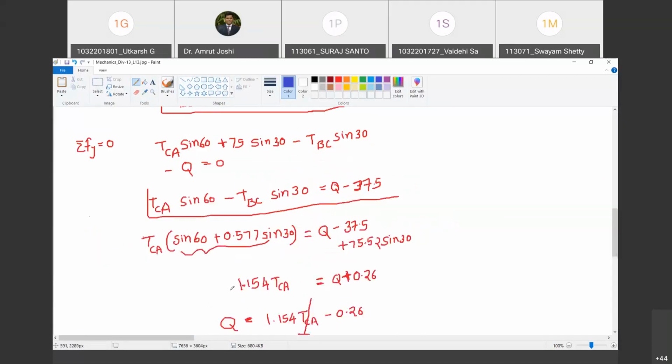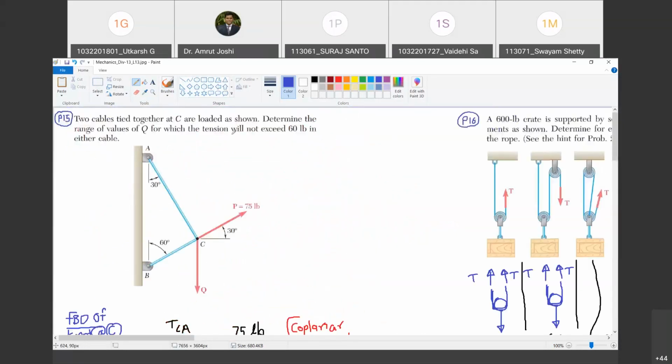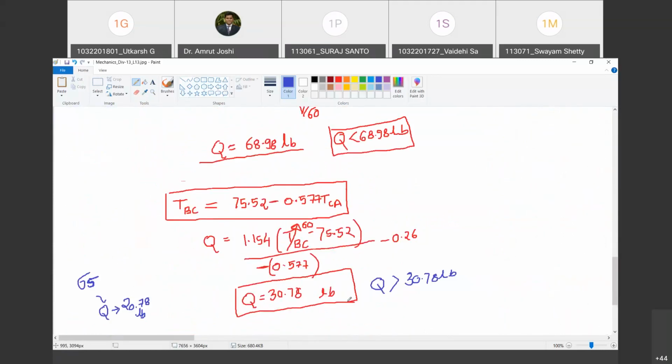Should we add this equal to sign? That depends on this statement. It says will not exceed 60 lb. This means 60 lb is acceptable. So the equal to sign will be there. Are you with me? Yes.